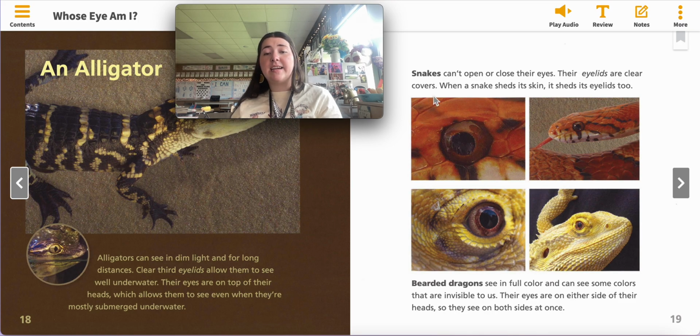Snakes can't open or close their eyes. Their eyelids are clear covers. When a snake sheds its skin, it sheds its eyelids too. Bearded dragons see in full color and can see some colors that are invisible to us. Their eyes are on either side of their heads, so they see on both sides at once.